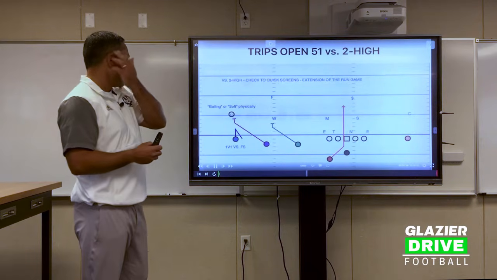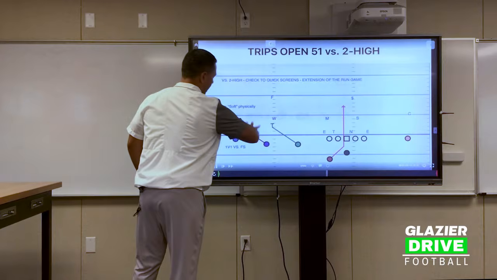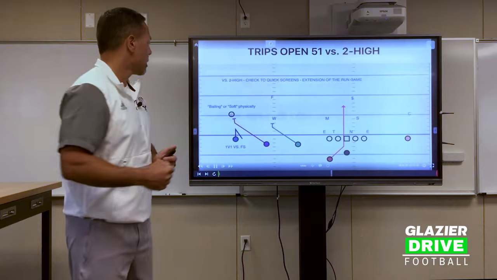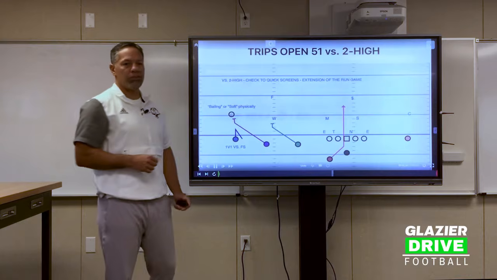And so if you look at this particular defense here, and I know I didn't draw on that backside because we're not getting the ball out there anyway, but we would run a 51, so this is our one receiver. We would run this particular quick screen when we have a bailing or soft safety, or maybe their corner isn't as physical as he thinks he is. So we would basically reach block and stalk block those two receivers. We always tell our receivers to block the most dangerous player and allow our number one receiver to be one-on-one with the free safety.